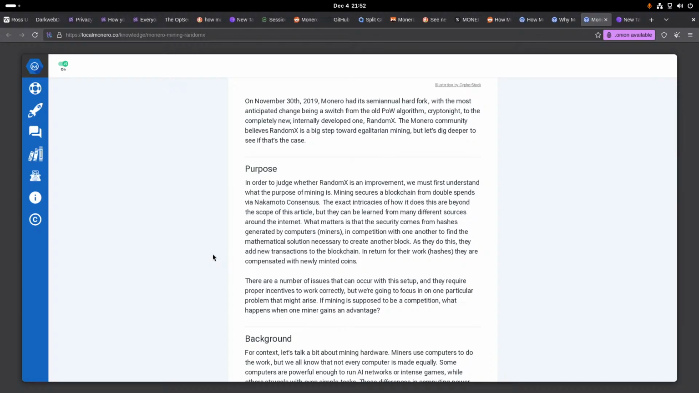In order to judge whether RandomX is an improvement, we must first understand the purpose of mining. Mining secures a blockchain from double spends via Nakamoto consensus. The exact intrinsics of how it does it are beyond the scope of this article, but they can be learned from many different sources around the internet. What matters is that the security comes from the hashes generated by miners, in competition with one another to find the mathematical solution necessary to create another block. As they do this, they add new transactions to the block.